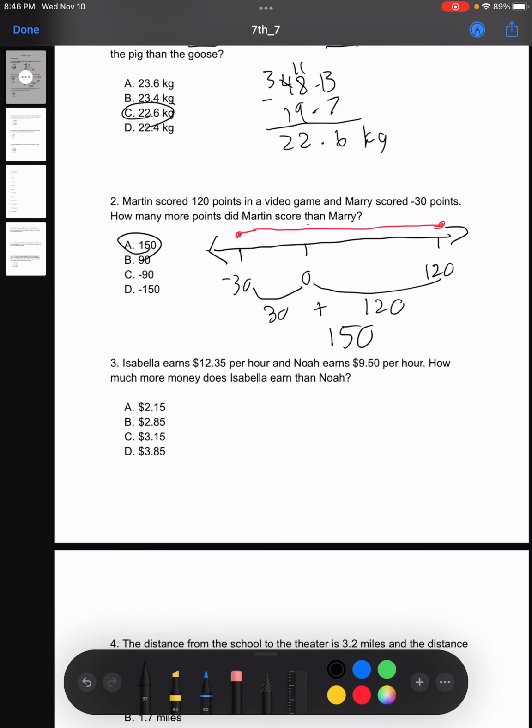Moving on to number 3. Isabella earns $12.35 per hour, and Noah earns $9.50 per hour. How much more money does Isabella earn than Noah? Again, this is just another simple subtraction problem. What we have to do is subtract Noah's salary per hour from Isabella's salary per hour to find the difference between the two. Again, doing some simple subtraction, borrow the 1 to make 13, we get 8, and then 2. Our answer would be $2.85. Therefore, our answer would be B.